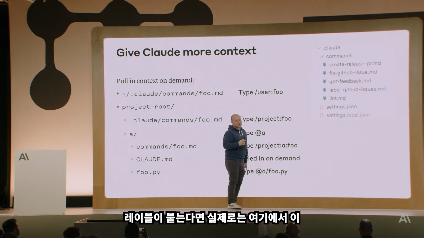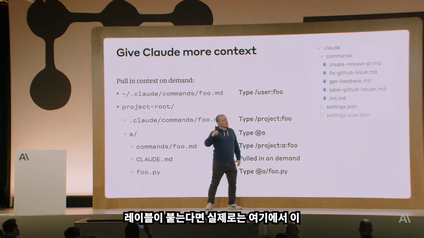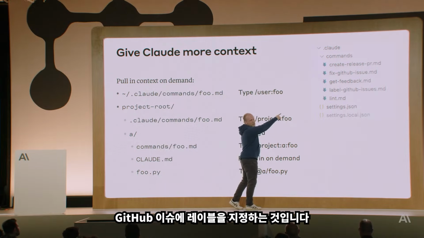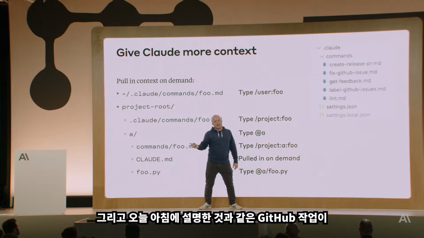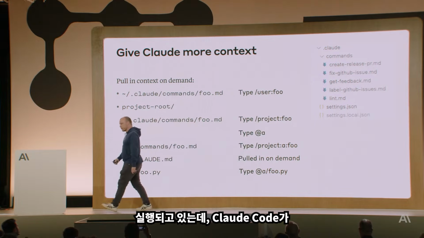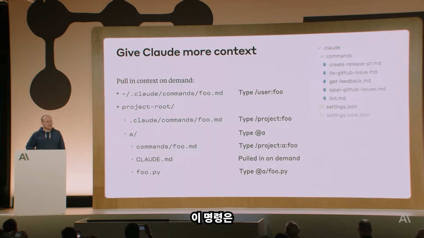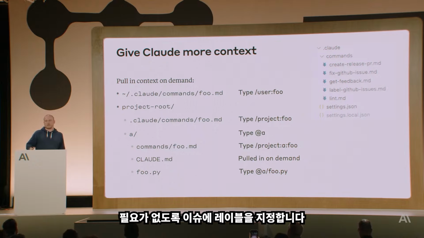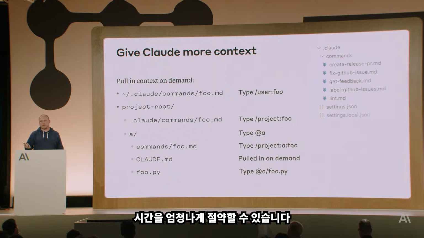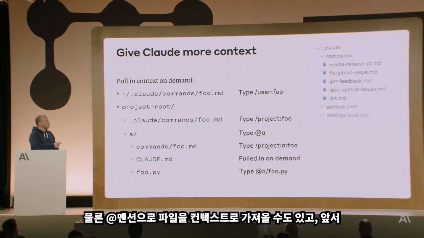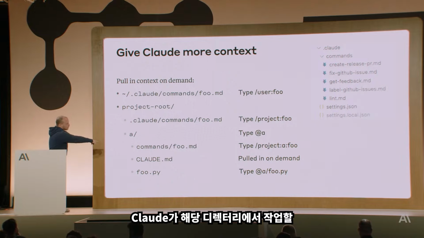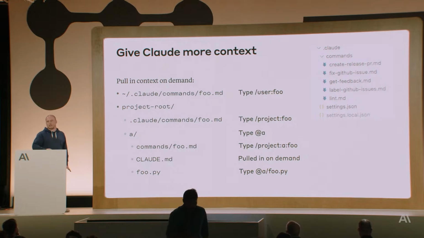For example, if you're in the Claude Code repo and you see issues getting labeled, that's actually this workflow running here. It's labeled GitHub issues. And we have a GitHub Action running, the same one we talked about this morning, where Claude Code will run this command, and it's just a slash command. It'll run, and it'll label the issues so humans don't have to. It just saves us a bunch of time. And of course, you can @ mention files to pull them into context. And like I said before, CLAUDE.md files in a nested directory get pulled in when Claude works in that directory.